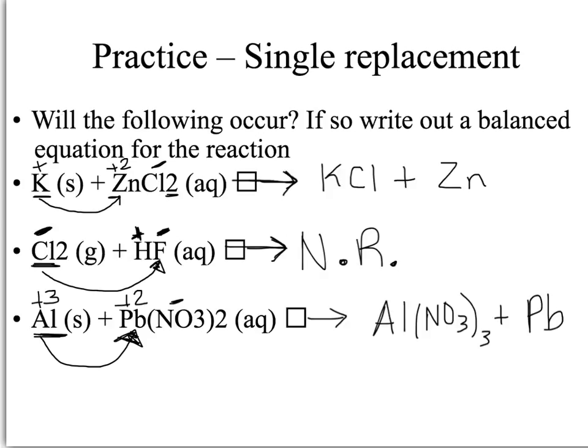The proper compounds should look like this. For the first one, you should have potassium chloride and zinc. Again, potassium positive charge, chlorine negative charge, so they balance out.